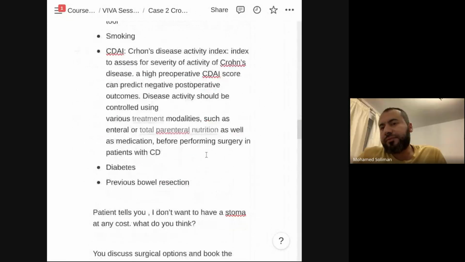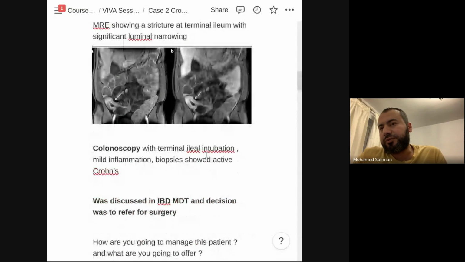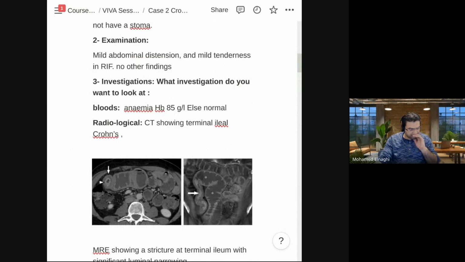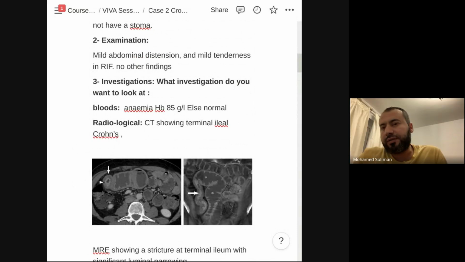I can see there is some narrowing at the terminal ileum with stricturing and with upstream small bowel dilatation, which is consistent with the stricturing ileal disease. And from this phenotype, this looks to be ileocecal Crohn's, which is the most common presentation for the Crohn's.